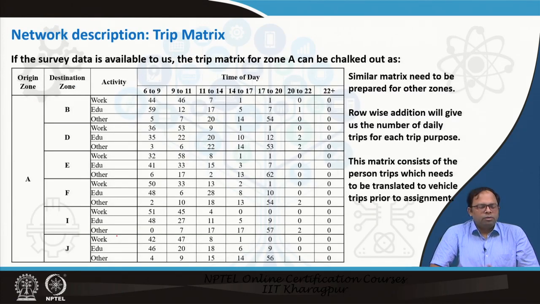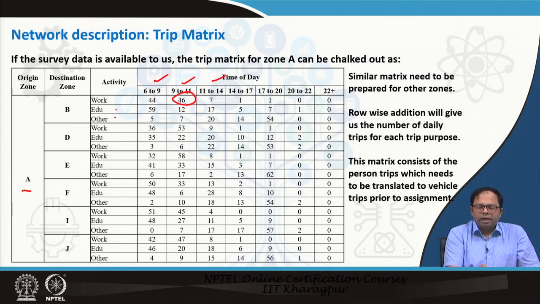So this is how we can look into the data and organize it. We have origin zone A, and these are the destination zones B, D, E, F, I, J. We first need to segregate as per work, edu, and others, which are the different trip purposes. Once we have the trip purposes, we load them as per the different times of the day, that is 6 to 9, 9 to 11, 11 to 14, and so on. We will load the trip purpose onto this, and as per the time segment we will load that into the matrix.